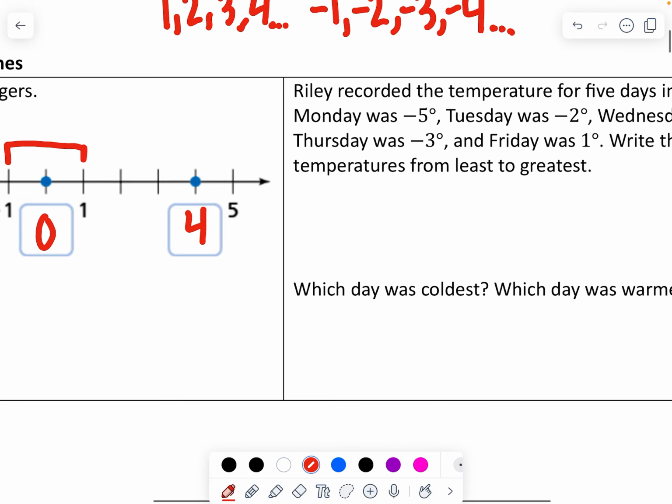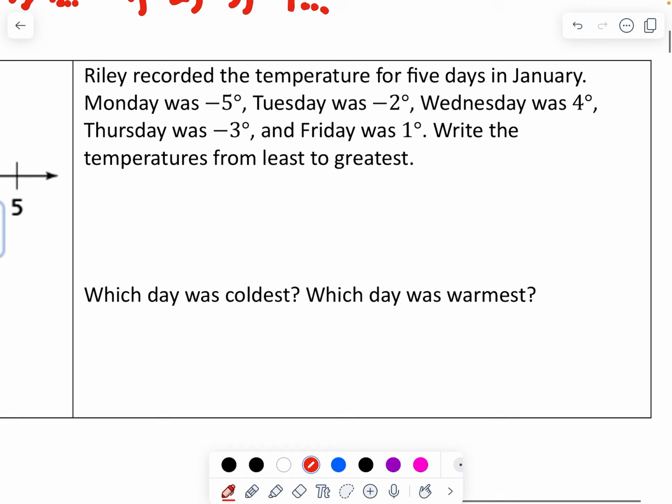So next, this one says, Riley recorded the temperature for 5 days in January. Monday was -5 degrees. Tuesday was -2 degrees. Wednesday was +4 degrees. Thursday was -3 degrees. And Friday was 1 degree. It says, write the temperatures from least to greatest.